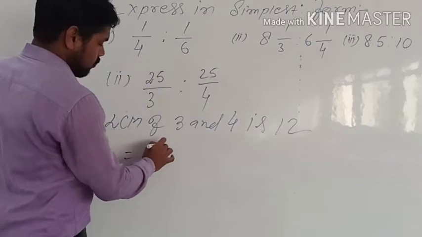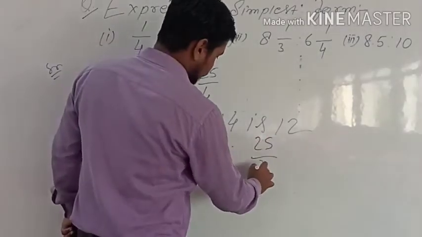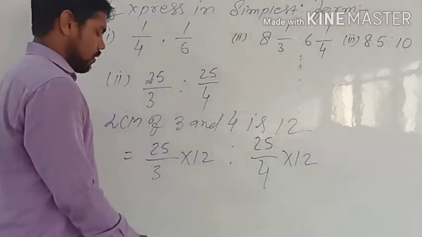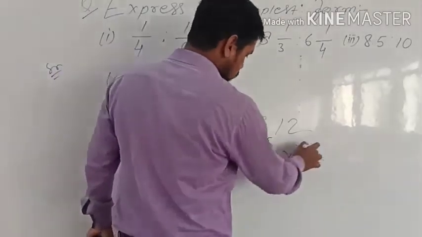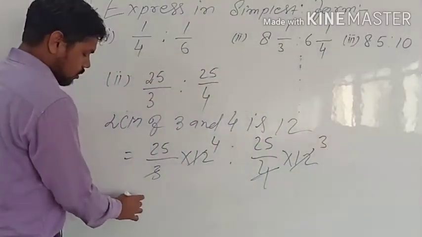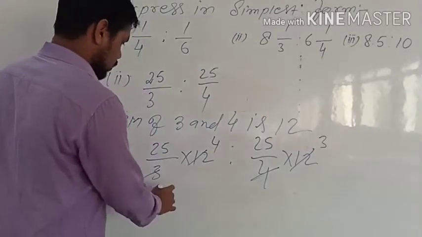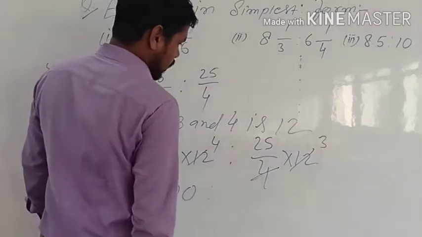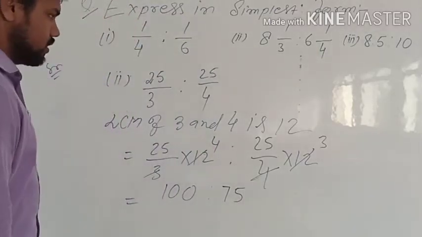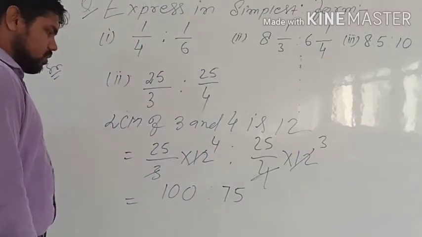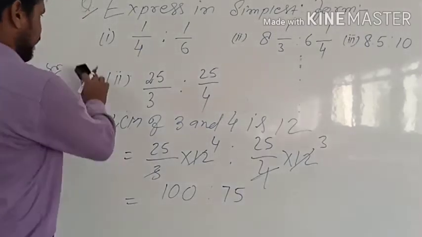So the LCM of 3 and 4 is 12, which means you have to multiply this one and this one also by 12. Okay, so 25 by 3 multiplied by 12, ratio 25 by 4 multiplied by 12. Okay, so 3 4s are 12, 4 3s are 12. So the ratio will be 4 25s are 100 and 3 25s are 75, right? So 75. So the ratio is 100 by 75, right? So 100 by 75.